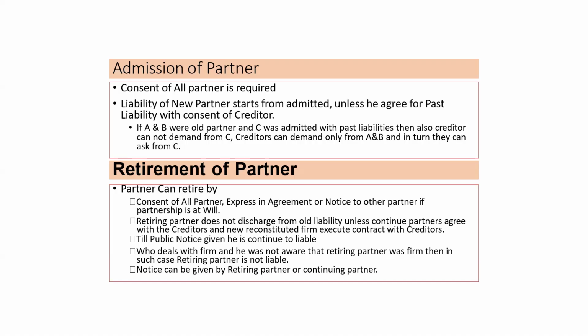The retiring partner is liable till public notice is given. He shall continue to be liable. ठीक है. Suppose a person deals with the firm and he was not aware that the retiring partner was there in the firm, then in such case, retiring partner is not liable. And notice can be given by the retiring partner or continuing partner.